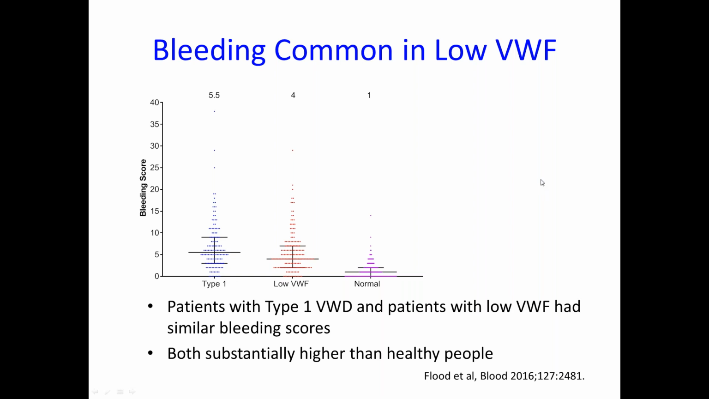And I should say one of the hallmarks of this study, since a number of the centers were pediatric, it is weighted more towards pediatric patients, which may be what's bringing these median bleeding score numbers down. So patients with type 1 von Willebrand disease and patients with low VWF had similar bleeding scores, and both were substantially higher than the bleeding scores seen in healthy people.